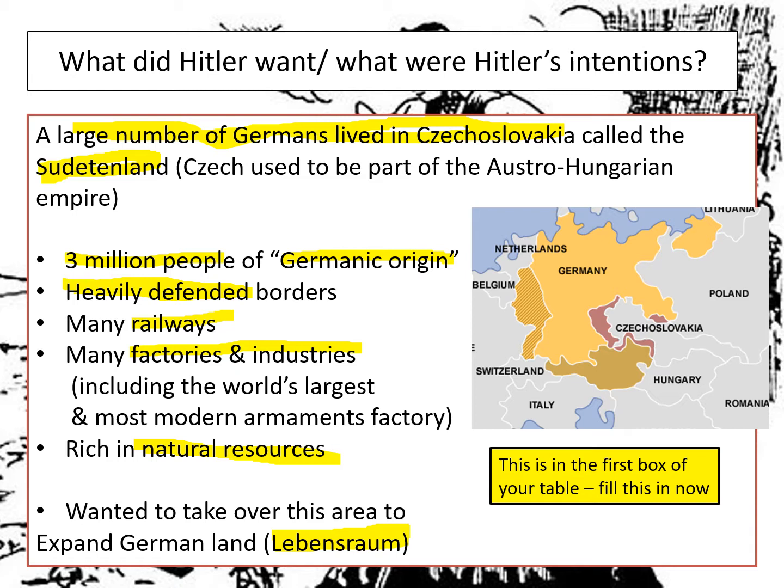Not all people who lived in the Sudetenland, of course, were German. So this wasn't taking over German territory. This was also taking over some foreign territory as well, land that had never been German. So what I want you to do is pause this section now and just jot down some notes into your first column of your table.